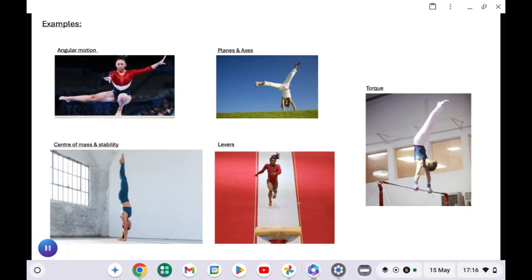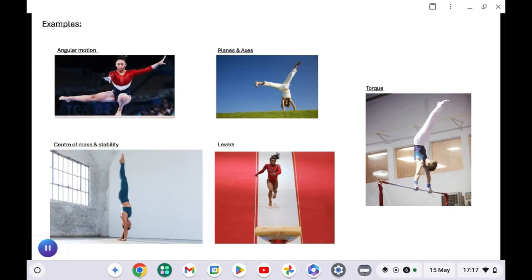Torque. During the execution of a giant swing on the high bar, the gymnast uses torque to keep control of rotation. The hip flexors contract to keep the body fully extended in the upwards and downwards phase of the rotation. The hip flexors apply a force of 150 newtons to keep the body extended during the movement, which increases control. The distance from the bar to the gymnast is 1 meter.